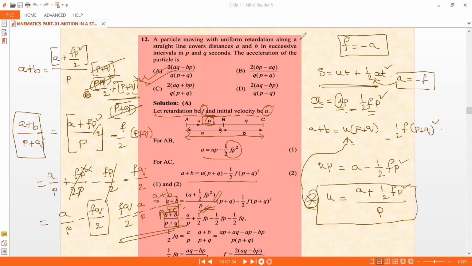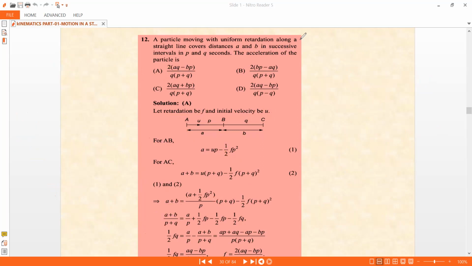So anyway, I wish to discuss this on the board also, so that you'll understand how it can be done. Maybe a little bit clumsy, but I'll show you here how it has to be done. So here you have the point A, this is the point B, and this is the point C.